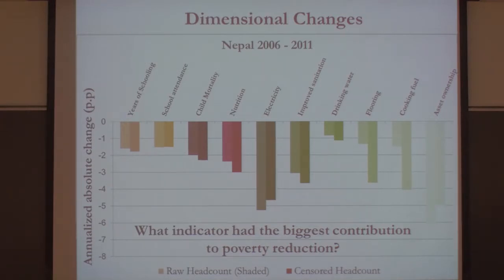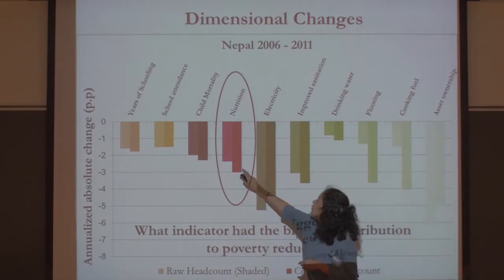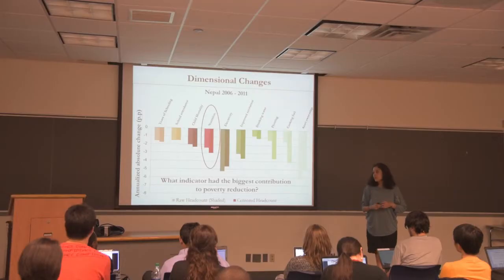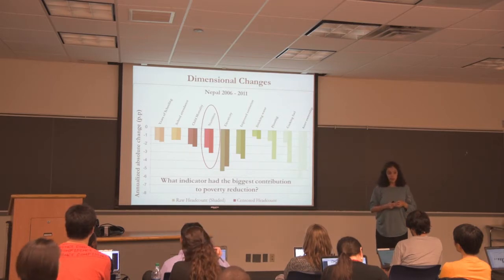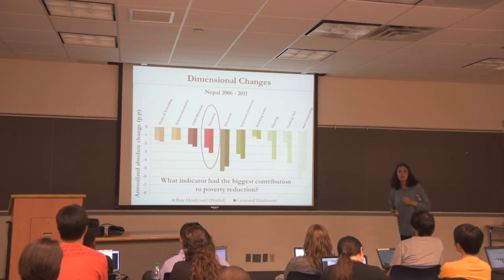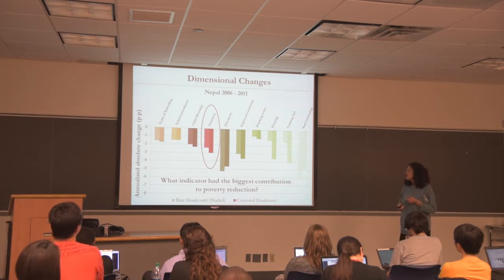Nutrition. Again, it's nutrition. Because the weight of nutrition more than compensates for the assets. So in practice, the biggest contribution to the reduction in Nepal came from a reduction in deprivation of nutrition. Although when you look at the outcome, it seems like assets ownership is so much higher. But assets ownership has a weight of 1/3.